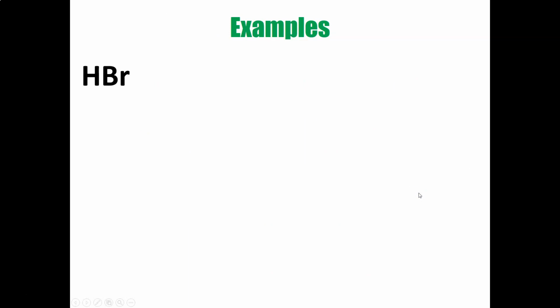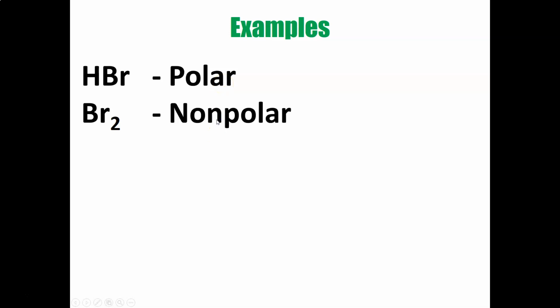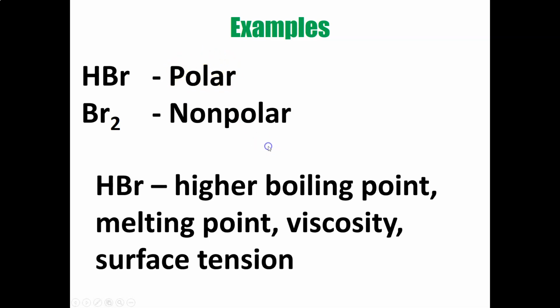If we have HBr and Br2, we should know now that HBr is polar and Br2 is non-polar. When things are polar, they're going to have more IMFs. So if they have more IMFs, they have higher boiling points, higher melting points, higher viscosity, higher surface tension, all because it has more IMFs.